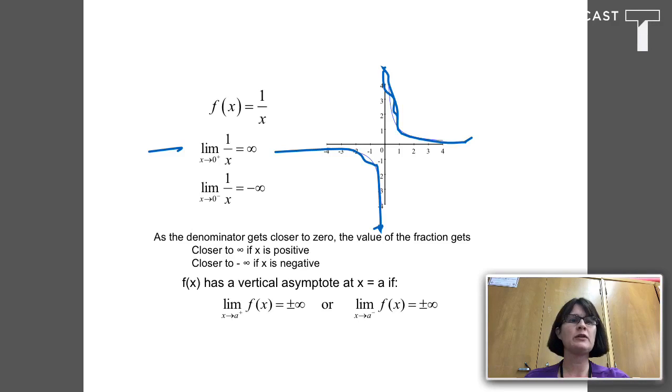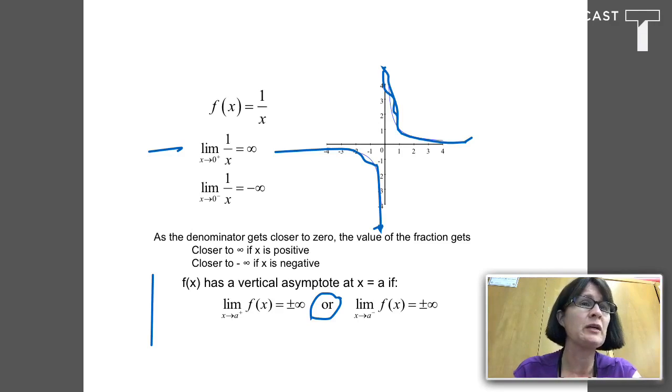So here, this is what you want to write into your notes. f of x has a vertical asymptote at x equals a if one of two things: the limit of the function as x approaches a from the right is positive infinity or negative infinity, or the limit as x approaches that value a from the left is positive infinity or negative infinity. And think about what makes that happen.